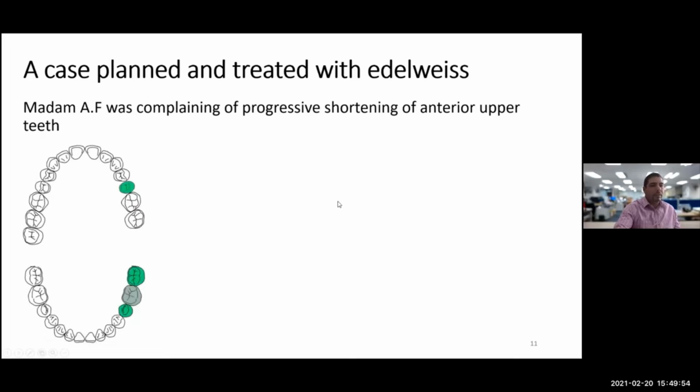The patient came and she was complaining that her anterior upper teeth are progressively shorter and shorter. Every time she sees her teeth in the mirror, she sees that the anterior upper teeth are getting shorter, and she wants to stop that. She doesn't like that. And she says, my smile now is different.